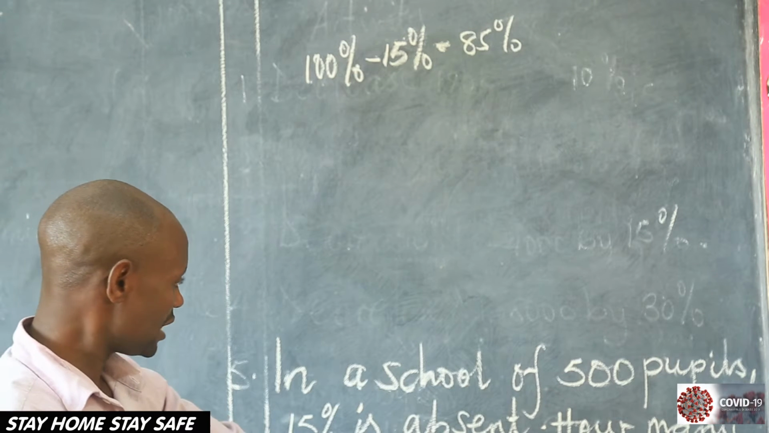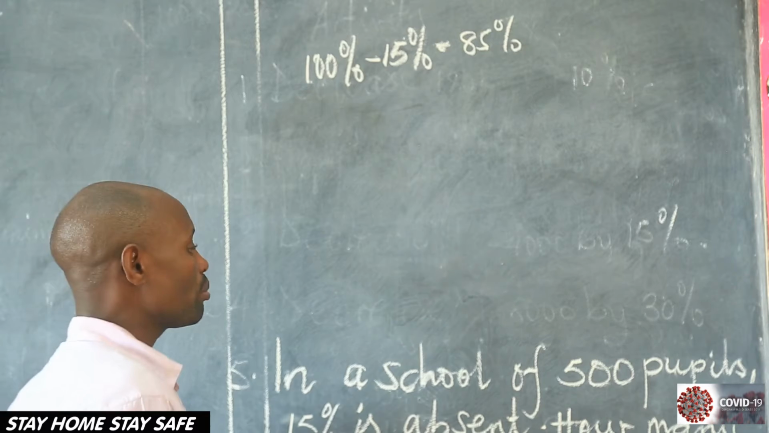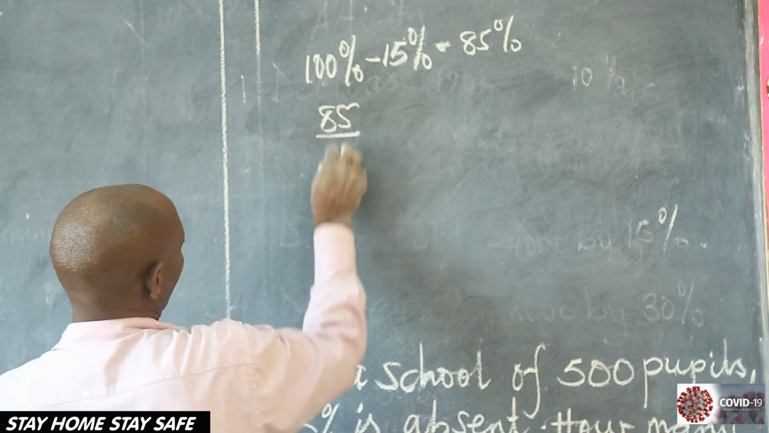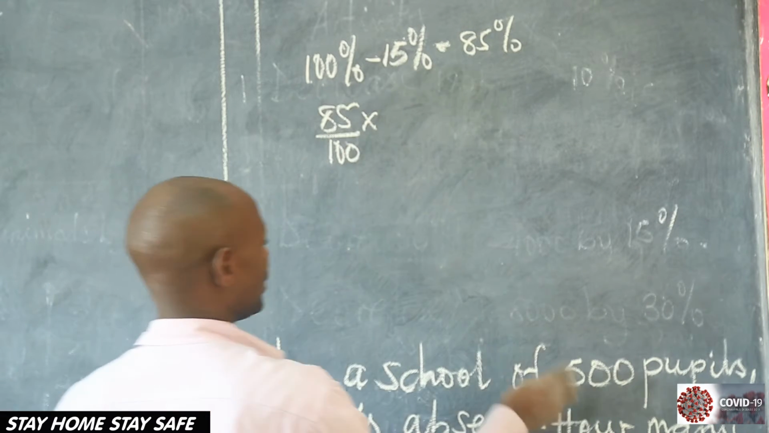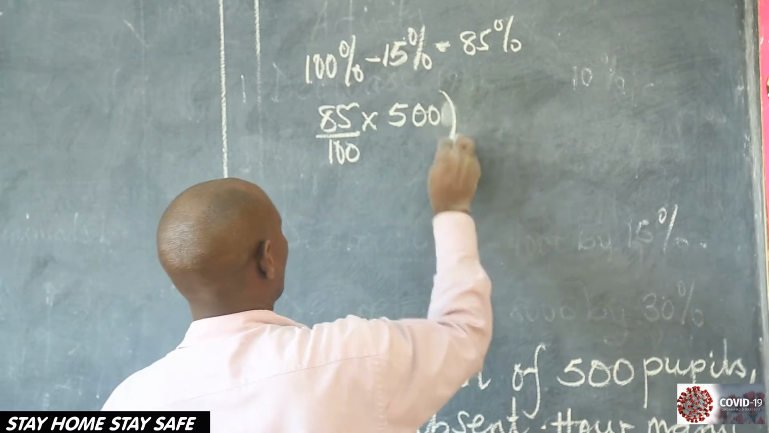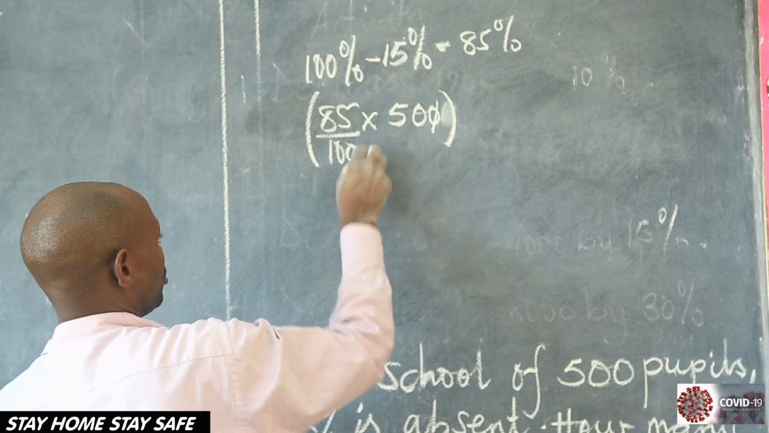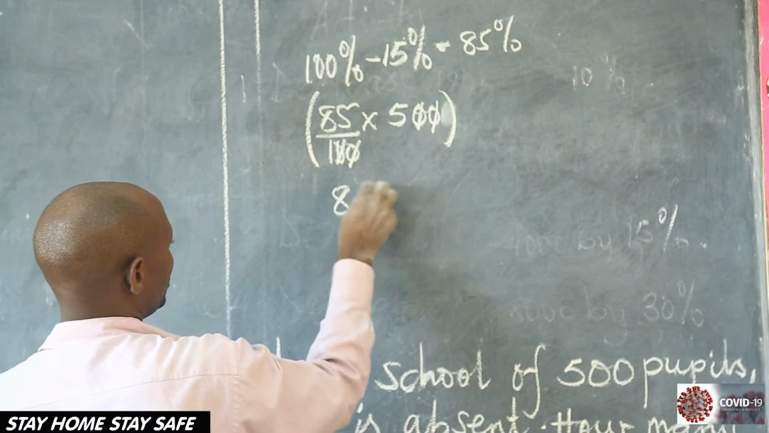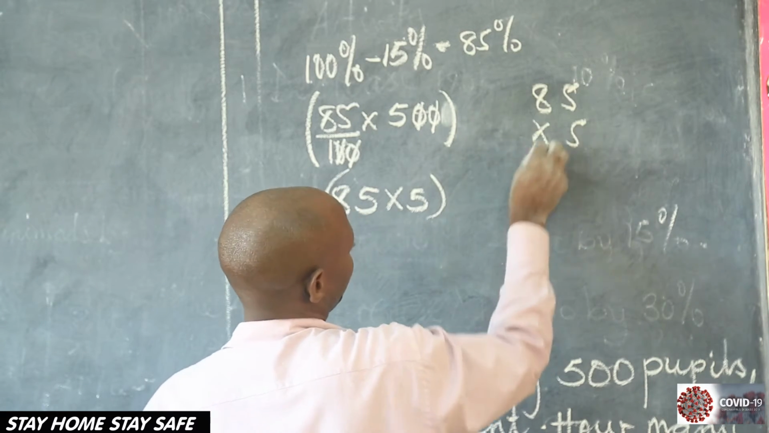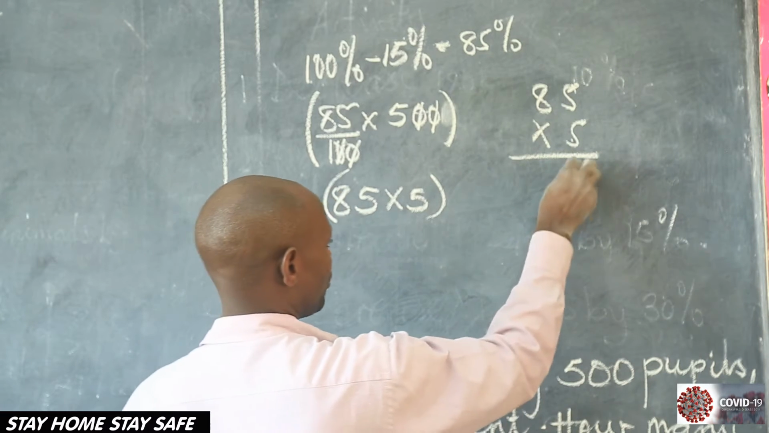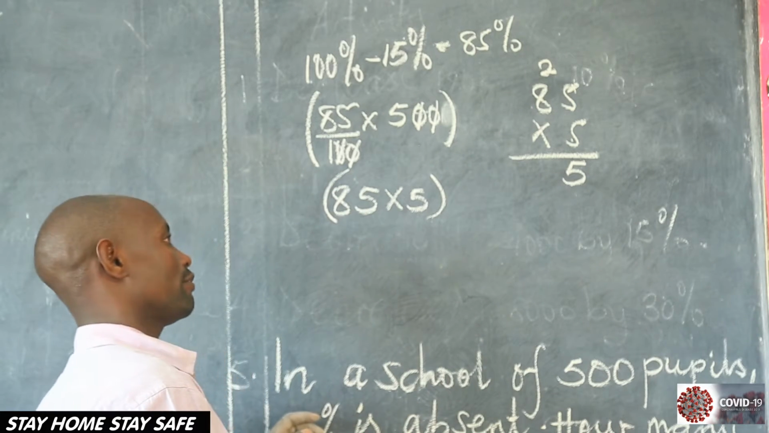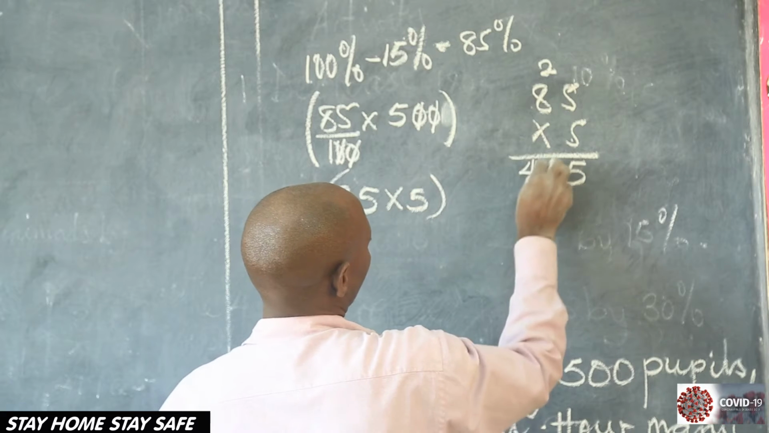So if 85% is present, how many pupils are represented by 85%? We get 85 out of 100, then we multiply by the number of pupils, 500 pupils. Then we can reduce the zeros, and we remain with 85 times 5. So side work, 85 times 5. 5 times 5, we get 25. We write 5, we carry 2. 5 times 8, we get 40. Then 40 plus 2, we get 42.